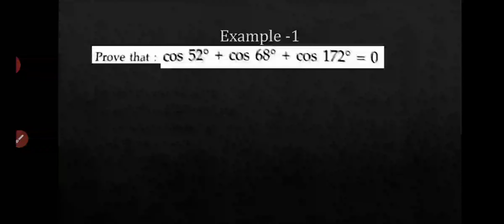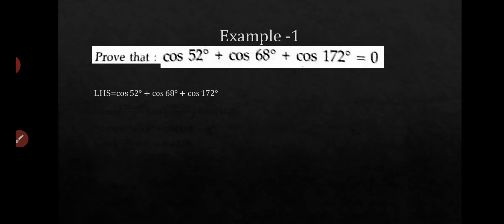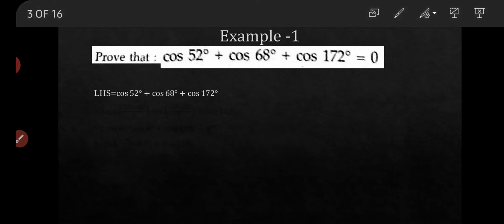Number 2, that is your cos 52 plus cos 68 plus cos 172 degree, that is equals to 0. So once again we are going to do the same thing, taking two at a time. We have to apply the formula. So here we have 3, so let us take the first two.